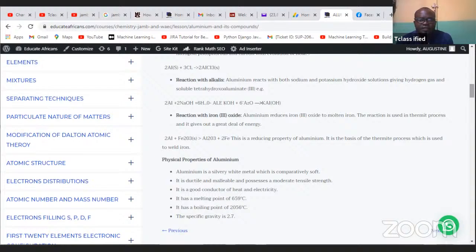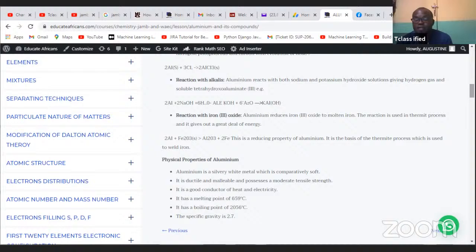This is a reducing property of aluminium. This is the basis of the thermite process and is used to weld iron. Okay, so it's used in welding. Very important. Physical properties of aluminium. How do you recognize aluminium when you see one?